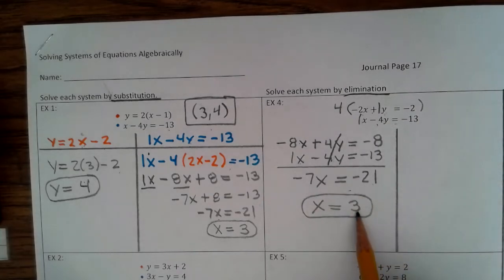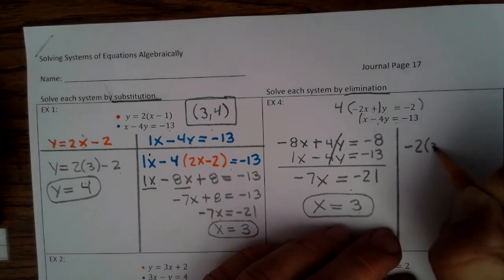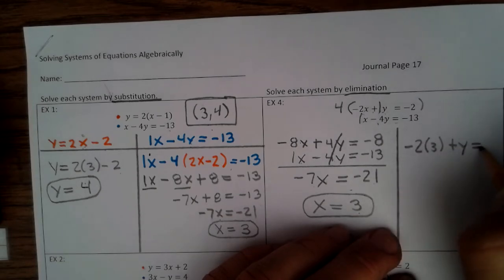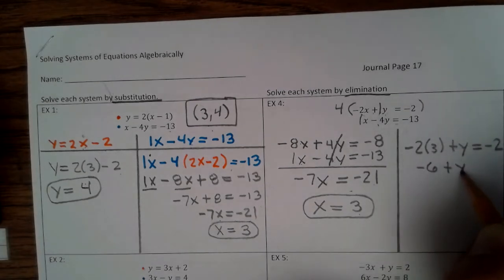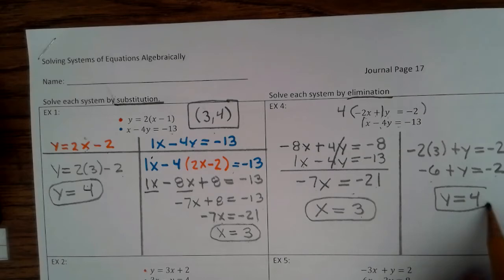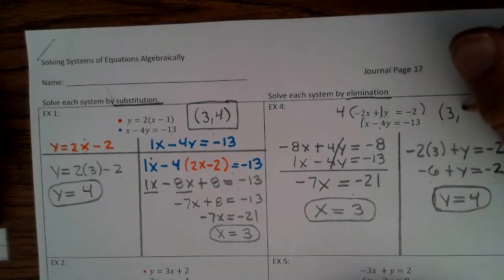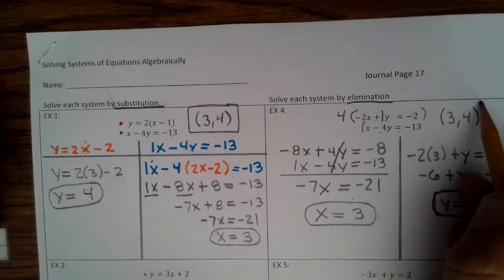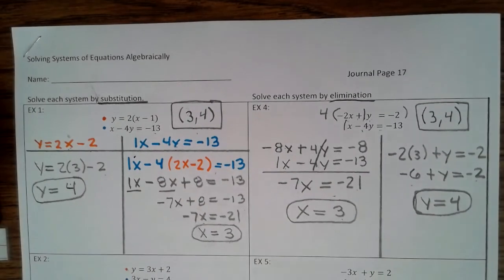Now we're going to substitute 3 in. It doesn't really matter which equation; I'm just going to plug into the first equation. So -2 times 3 plus y equals -2. Well, that becomes -6 plus y equals -2. Add 6 to both sides, y equals 4. So your solution is (3, 4). Okay, finish up example 4.